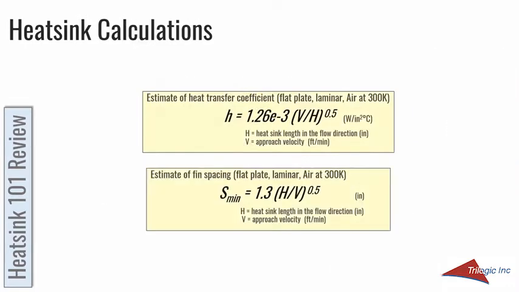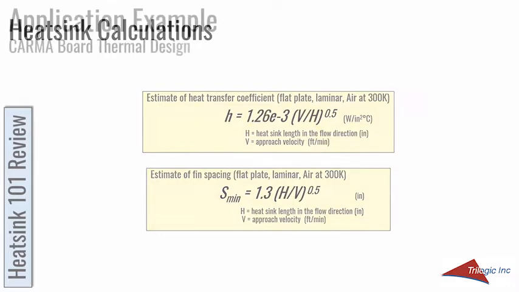We also introduced a couple of heatsink calculations, one for heat transfer coefficient and the other for the minimum gap size between fins. These are good equations for initial sizing or estimating, for a given velocity, what kind of heat transfer you're going to get, and for the length of the heatsink, how many fins you should have. We're going to look at bypass, but as you add more fins, you're going to get more bypass around them. The velocity through the fins will drop. So we're going to talk about that in more detail today.